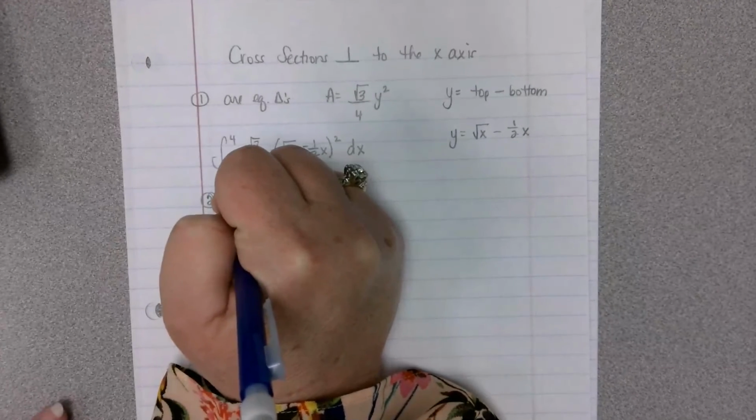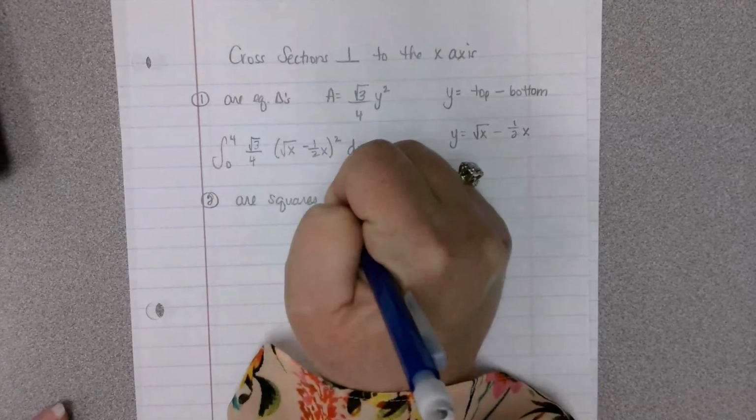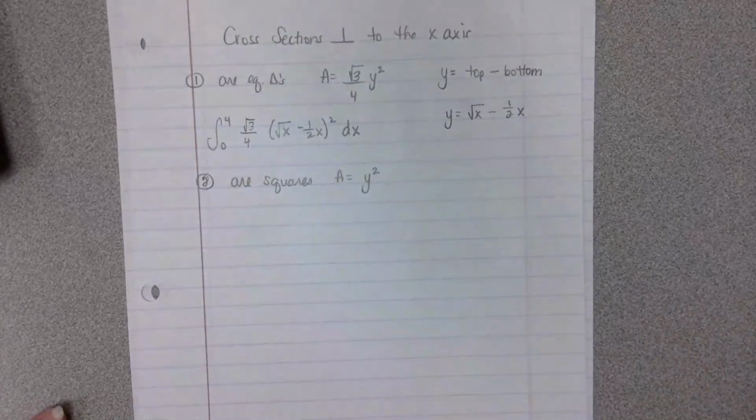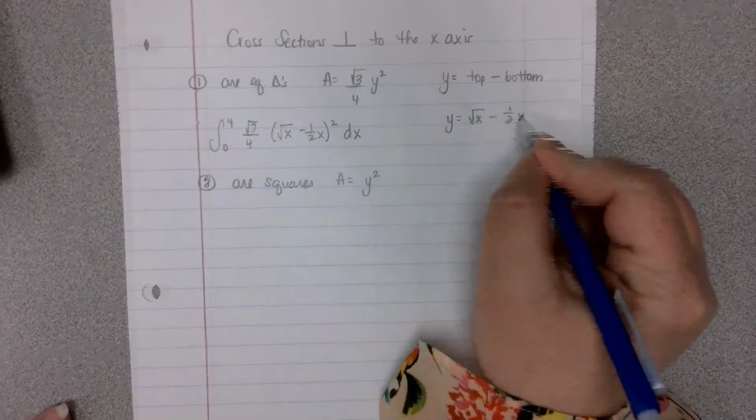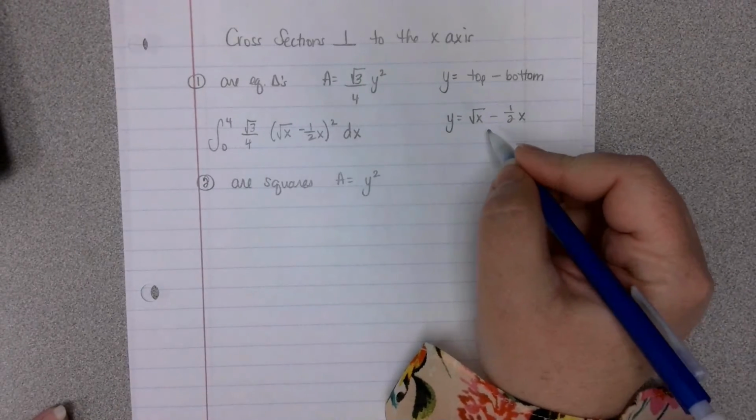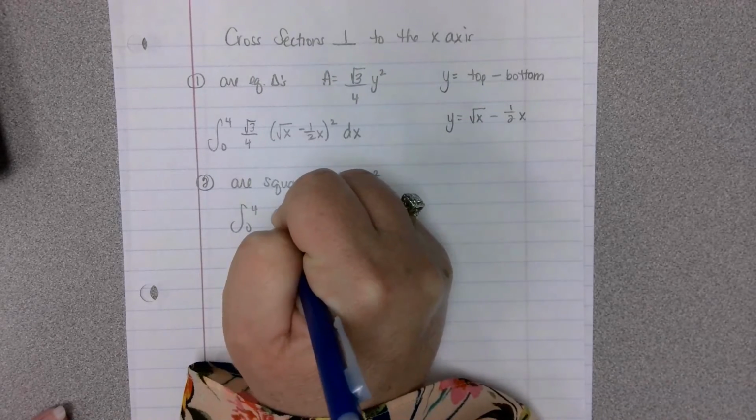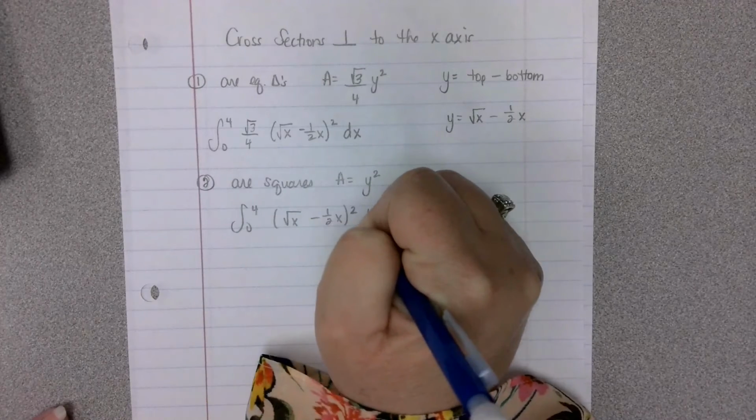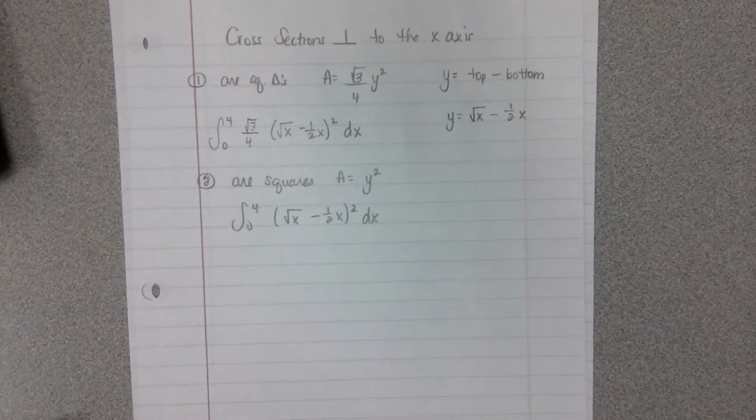All right, number 2, let's say your cross sections are squares. This one's everyone's favorite because the area of a square is just side squared. So your y squared. Well, there's your y, because that was your distance from top to bottom. So you're integrating from 0 to 4 of that y squared. Done. Again, no pi, no rotation.